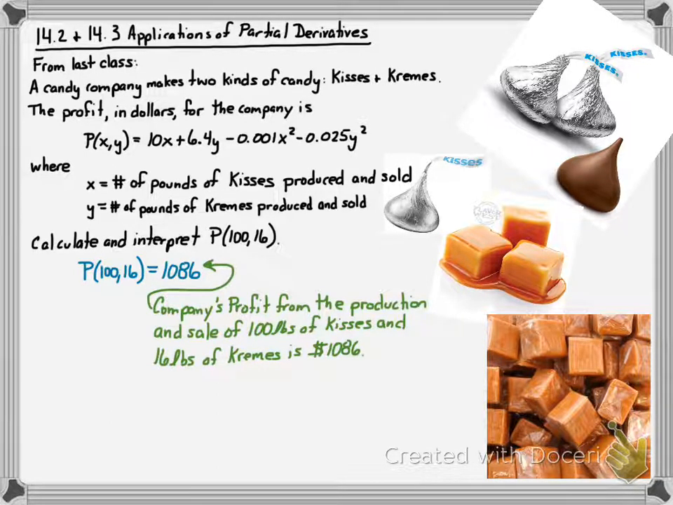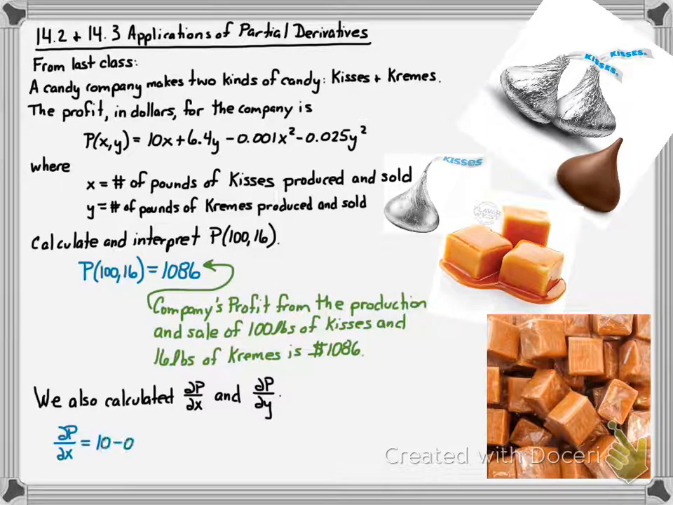And we also calculated the partial derivative of p with respect to x, and that's that funny looking dp over dx, and our partial derivative of p with respect to y, which is our dp over dy. And the formulas that we came up with are dp over dx equals 10 minus 0.002x, and dp over dy is 6.4 minus 0.05y.